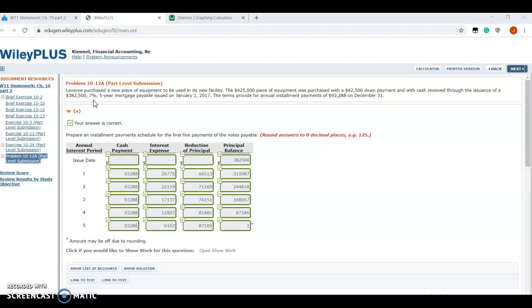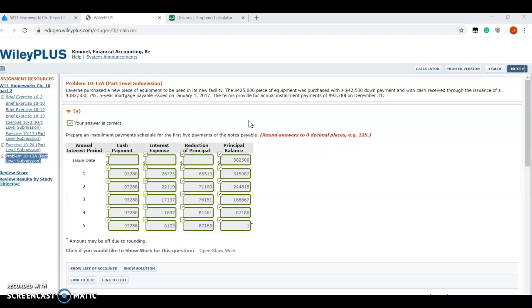Okay, so then we also have a 7% interest rate over 5 years, and we're going to be paying $93,288 on December 31st of every year over those 5 years. So for the first thing we're going to need to do after we put in the principal balance is, for each year, the cash payment is going to be $93,288. So the first year, second year, third year, and so on. All these years are going to be the $93,288.